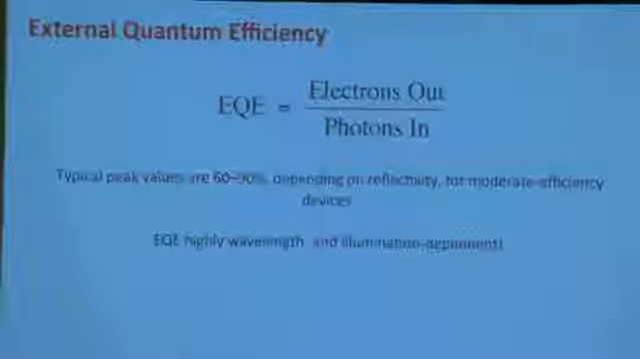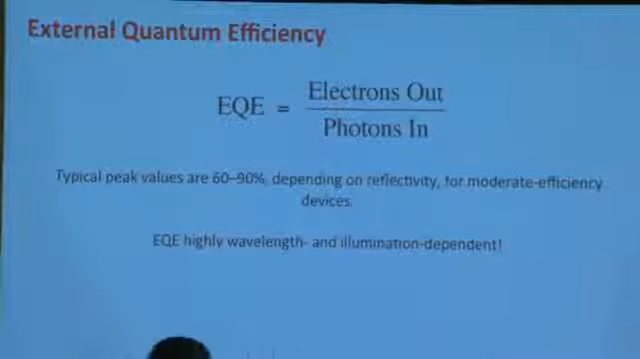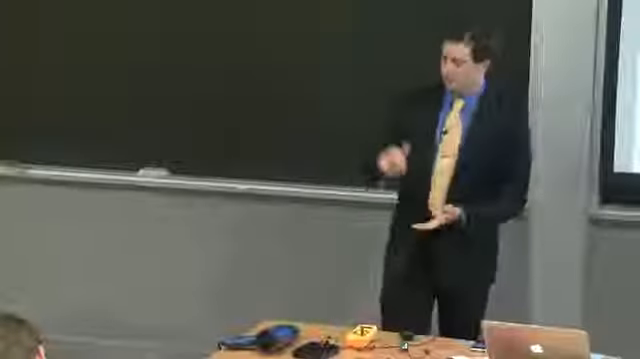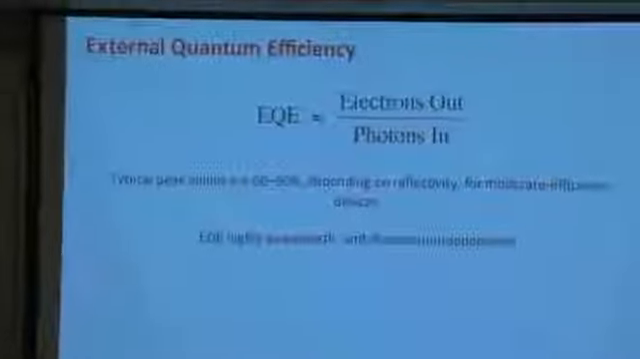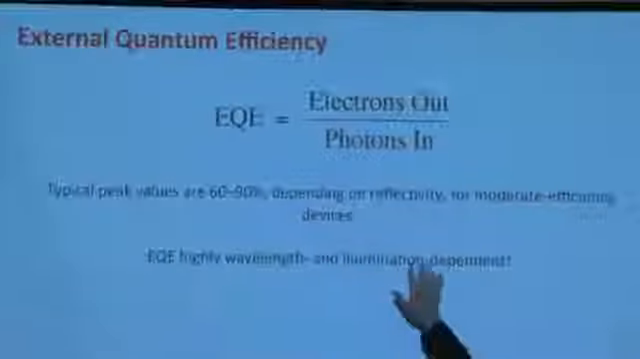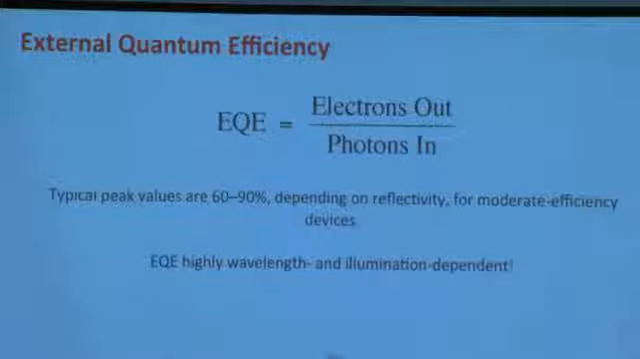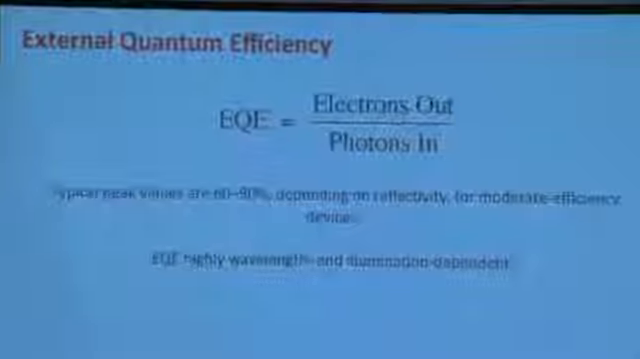So external quantum efficiency is defined as electrons out per photons toward the device. We say photons in, but this is really how many photons are impinging upon the device itself. Some of those photons will be reflected off the front surface. Other photons will go into the device and generate electron hole pairs. Or some will go straight through the device and be absorbed in the back surface and so forth. So the EQE, external quantum efficiency, typical peak values range between 60 and 90%, depending on the reflectivity, for moderate efficiency devices, right?